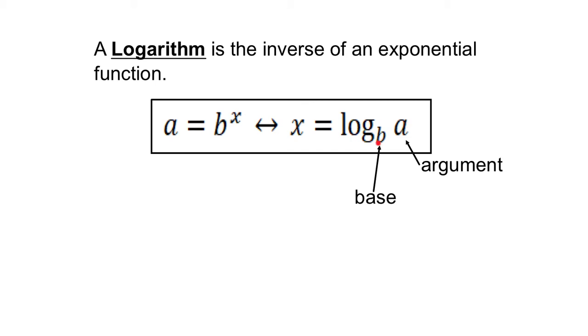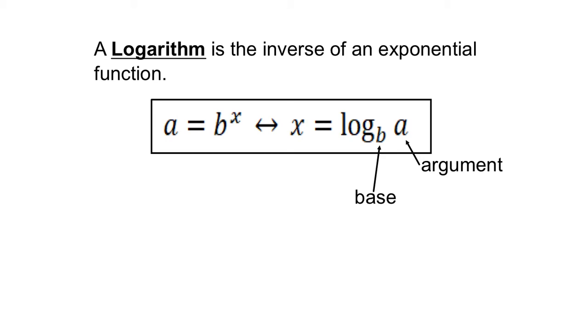All right, so this part here, this is called the base, and it's the same as the base of the power in the exponential form. And this part here, a, we call it the argument, that corresponds to this number that's by itself over here. And I'll go through some examples. But basically, if I have a equals b to the exponent x, I can say, well, x is the log with a base of b of that number a.